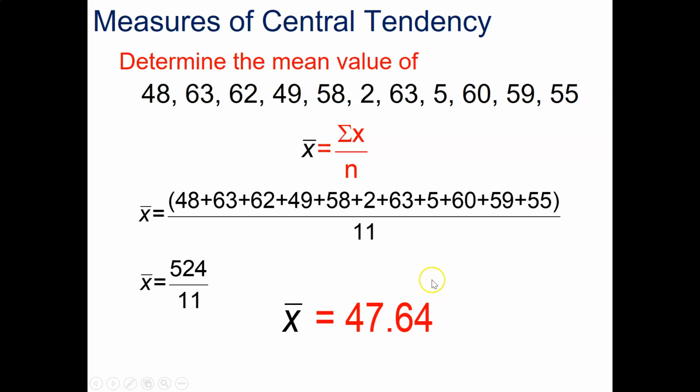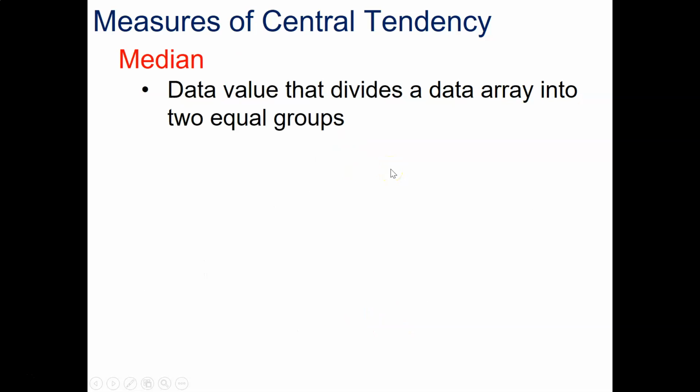Let me go back real quick, and I may talk about this later on, but hopefully you notice there are a couple outliers here. Most of these numbers are pretty close in value, but then we have 2 and 5. And so if you look at our average number, 47.64, and you look at the data that's actually in here, perhaps you consider maybe that this isn't the best measure of central tendency here, because this 47.64 is lower than most of the numbers, with the exception of just those 2 outliers of 2 and 5.